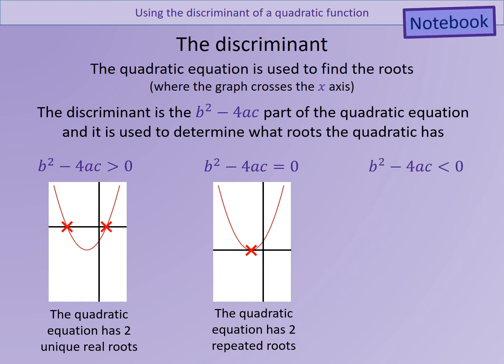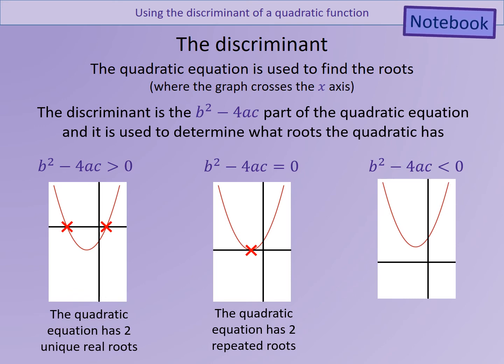The third and final option is when you work out the discriminant and you find that its value is negative. And what that means graphically is that the quadratic does not pass through the x-axis at all. It has no roots, it has no x-intercepts, and we would just simply say that it has no real roots. And it's important that we state that it's no real roots. Don't just say that it doesn't have any roots.